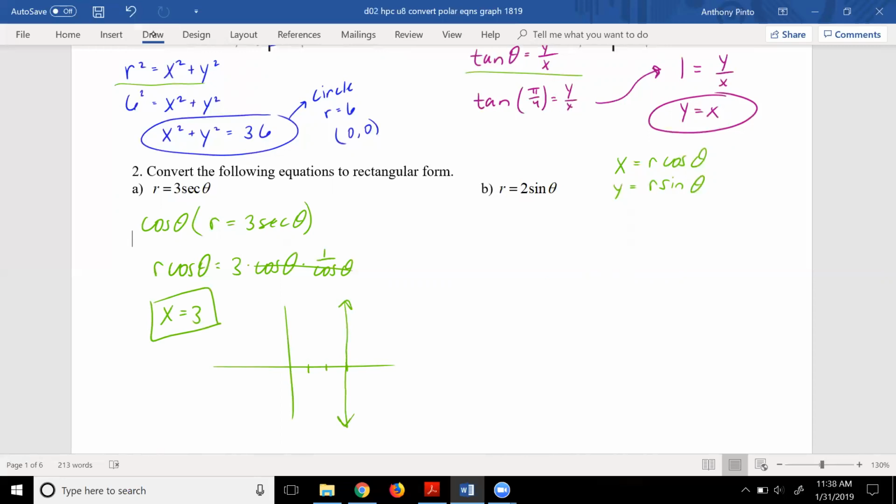All right, now looking at B. B, we have r equals 2 sine of theta. So again, what we're trying to do in this is either get r cosine theta or r sine theta. We already have our sine of theta, so we're going to multiply this whole thing by r. And on the left-hand side, we get r squared. On the right, we get 2r sine of theta.